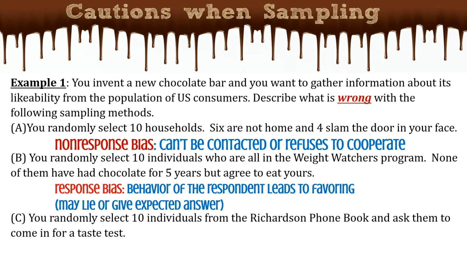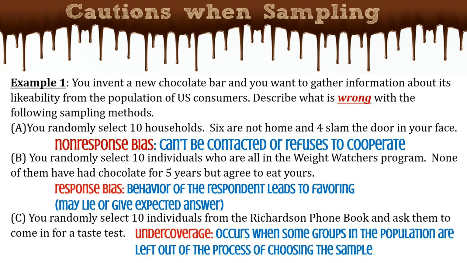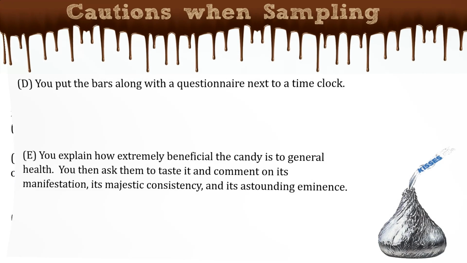Only pulling people from a specific area like Richardson, Texas, that's an undercoverage problem. Because guess what? Just because that's how Richardson people feel doesn't mean that's how all of Dallas feels, or Austin, San Antonio, Oklahoma City, Little Rock, Los Angeles. You can see the problem with that.